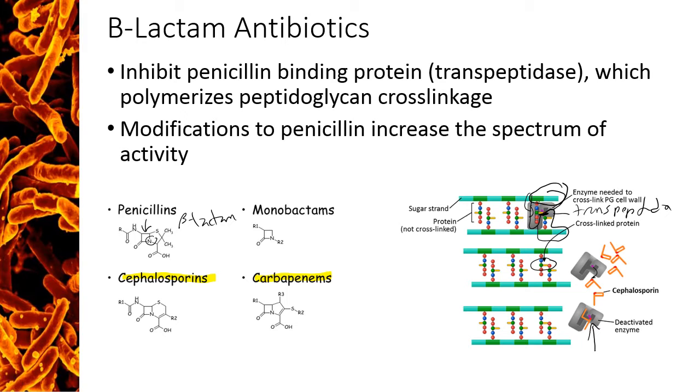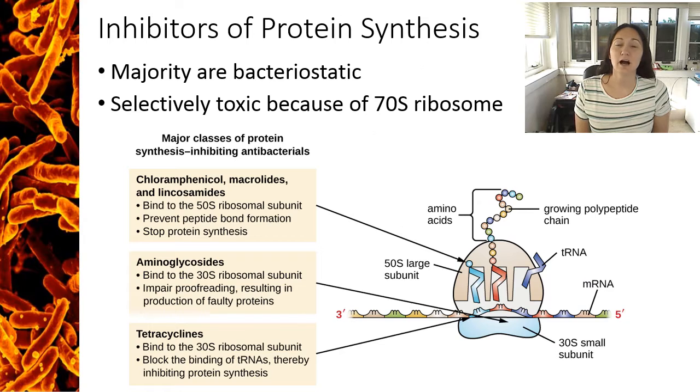However, we're already starting to see things like CRE, which stands for carbapenem-resistant E. coli, and so we're already starting to see resistance develop to these newer classes of beta-lactam antibiotics. Both your cephalosporins and your carbapenems will work against both gram-positive and gram-negative organisms, whereas your penicillins are more traditionally used against just gram-positive. Another broad target for antibiotics are the inhibitors of protein synthesis.